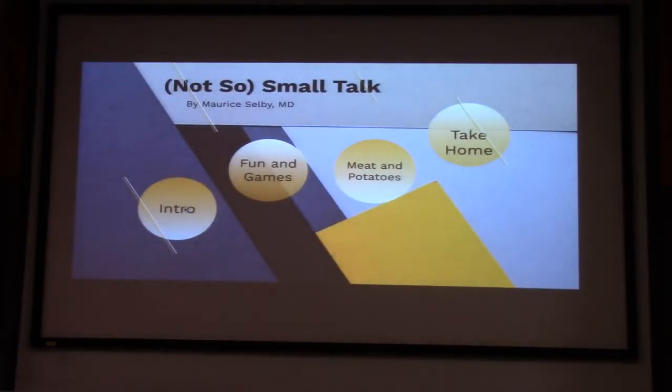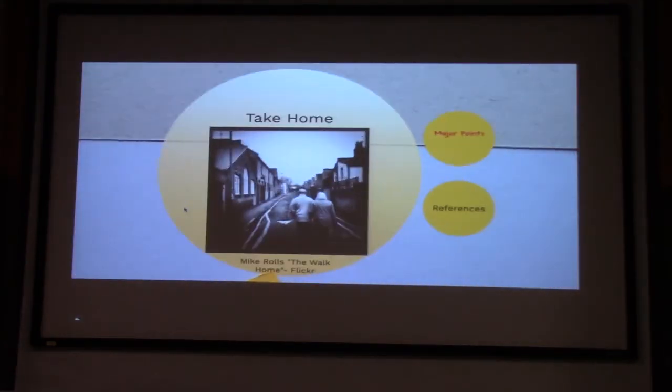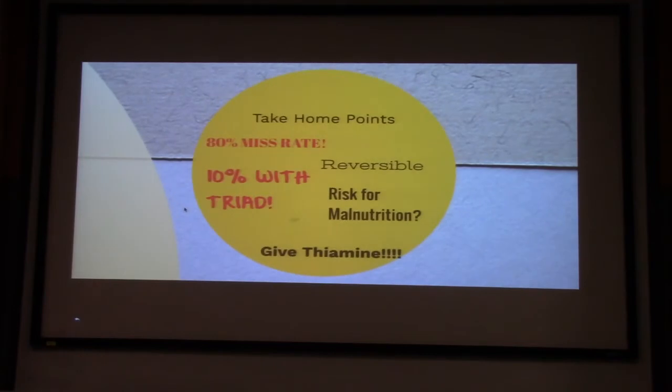All right, and with that said, we will move on to our take-home message. So, major points from this presentation: 80%, we're doing a poor job, I would say, in diagnosing this antemortem. So we need to work on that. And only 10% are going to present with the classic triad of ophthalmoplegia or any ocular abnormalities, the ataxia and the confusion. So we need to have a higher suspicion.